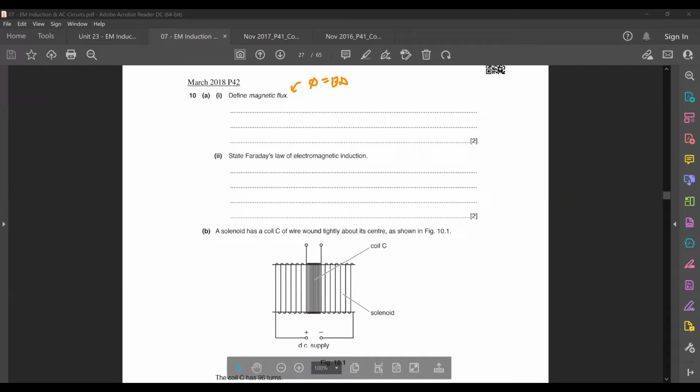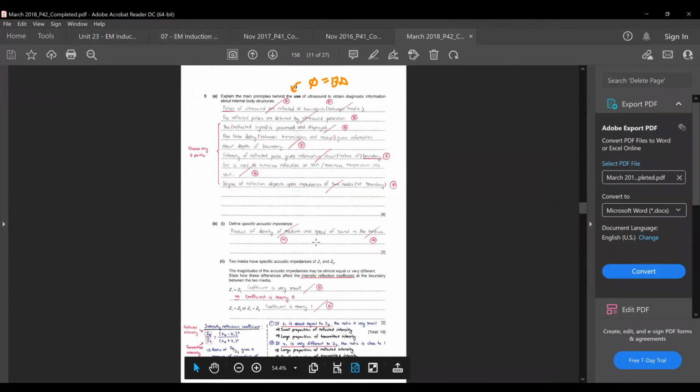This is March 2018 P42. This one will be question 10.